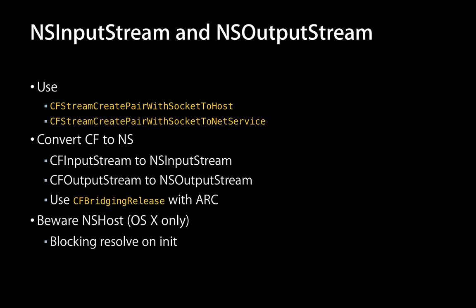If you're using ARC, it's really important to remember to use CFBridgingRelease. Another thing to be aware of is NSHost. It's only available on OS X and not on iOS. It does do a synchronous blocking resolve wherever it's instantiated, and for that reason, we recommend that you avoid it and do your name lookups in another way.